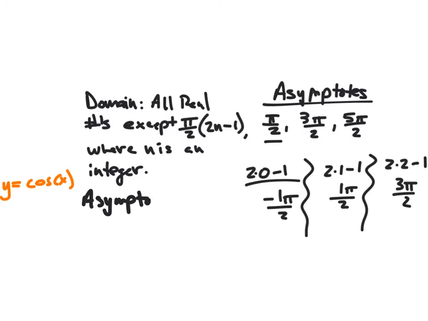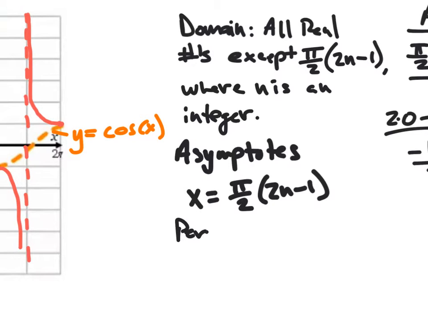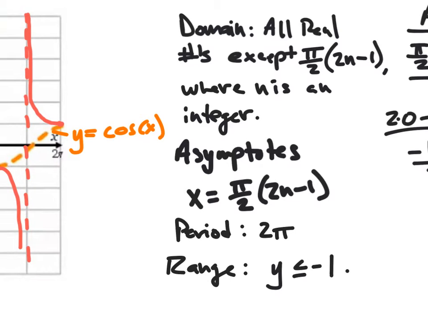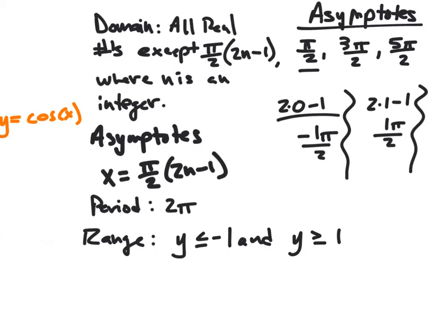So if we want to describe our asymptotes, they occur at x equals pi over 2 times 2n minus 1. That helps us because they're cyclical and keep repeating, which is why I have to write my own function to develop where my asymptotes are. This is periodic by 2 pi, so the period is 2 pi, same as the other ones. Our range is the same as the other ones as well: y is less than or equal to negative 1 or y is greater than or equal to positive 1. That's where we get those values.